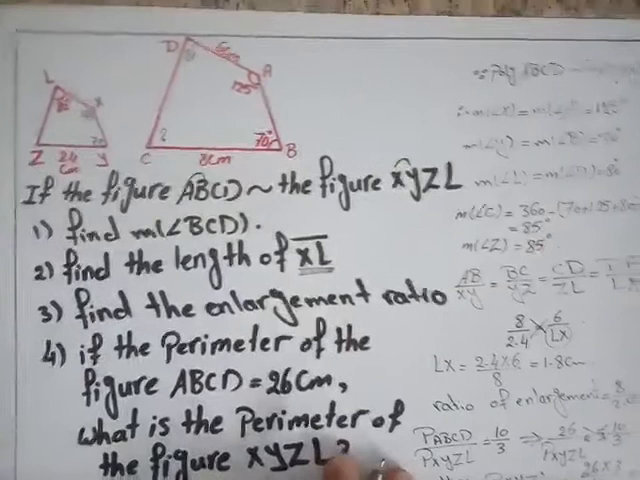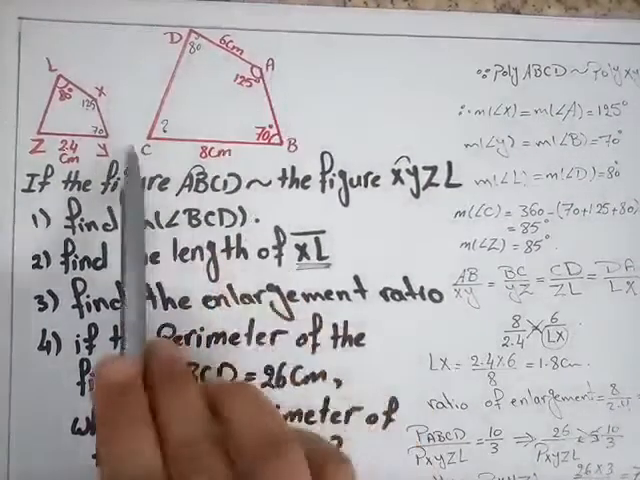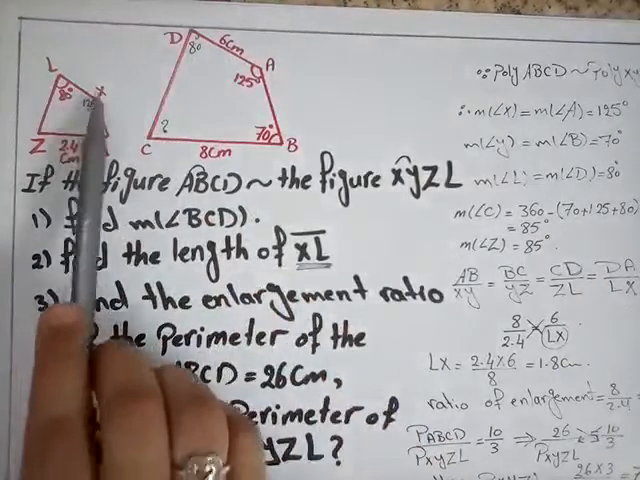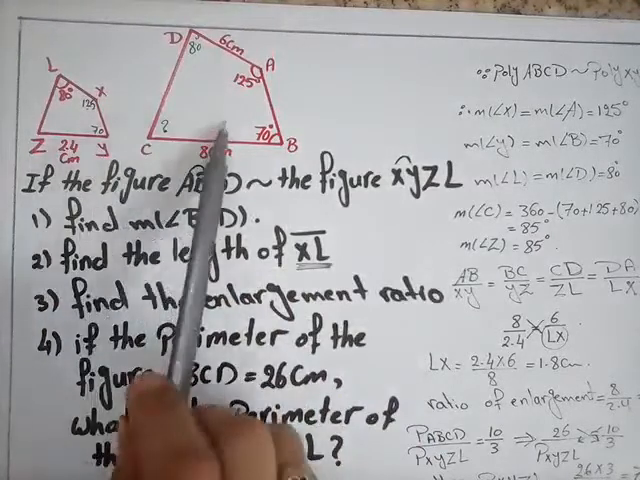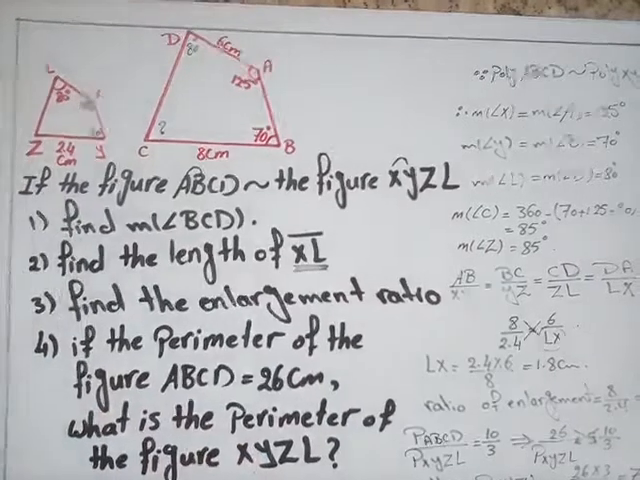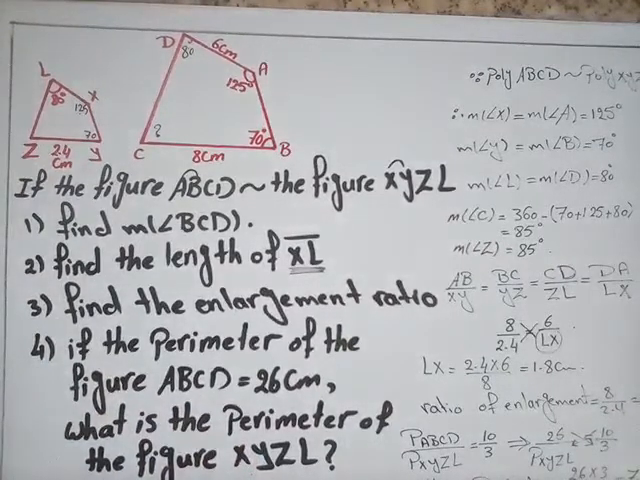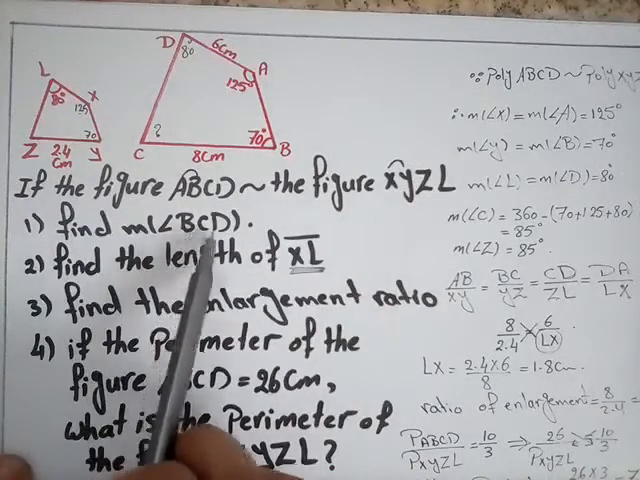For example, if we have a polygon ABCD and another polygon XYZL, the two polygons are similar if the figure ABCD is similar to the figure XYZL. From the similarity we can deduce that the corresponding angles are equal and the corresponding sides are proportional. Number one, we want to find the measure of angle BCD.